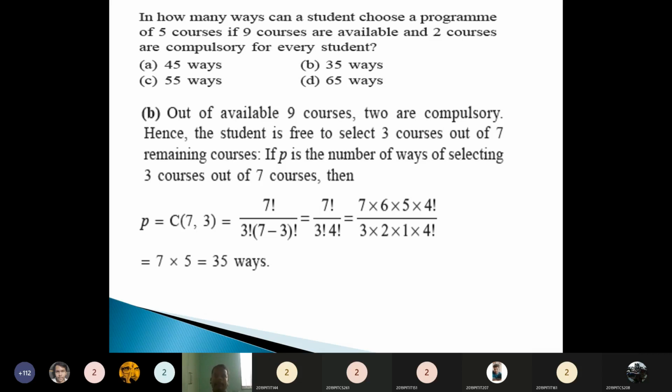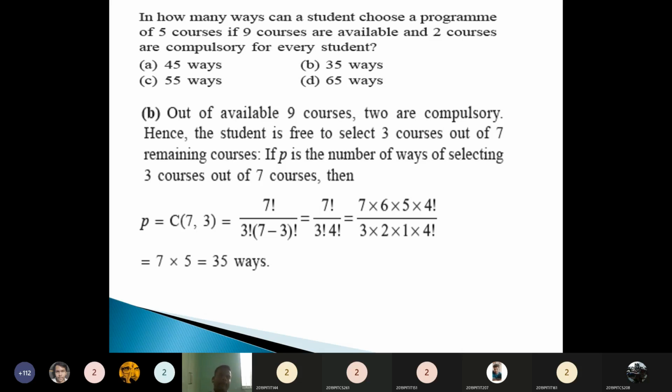For example, technical English and mathematics are compulsory. Other available courses are 7. Out of the 7 courses, you can choose 3 courses. Like that, you may get the option. How many different ways can you choose the courses?